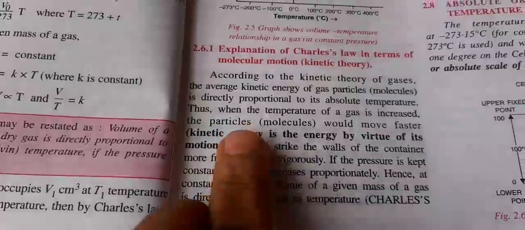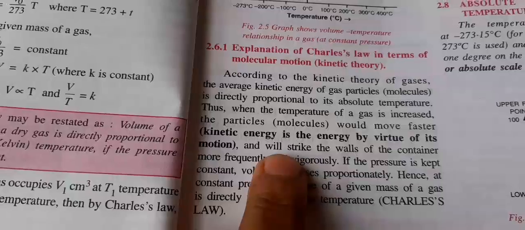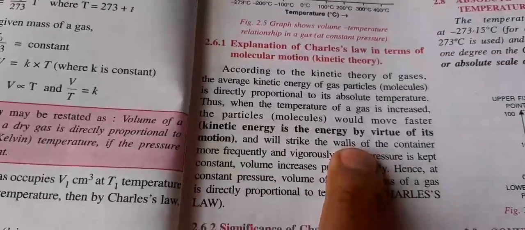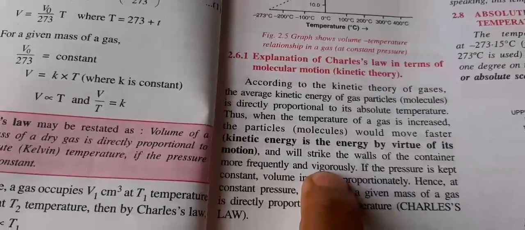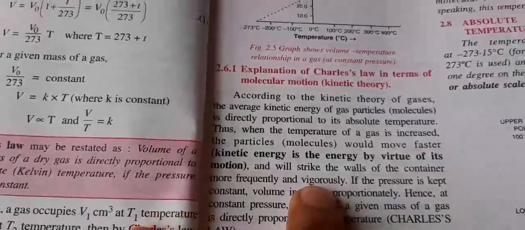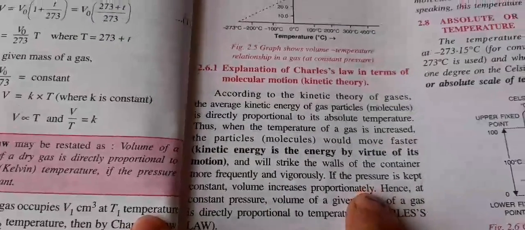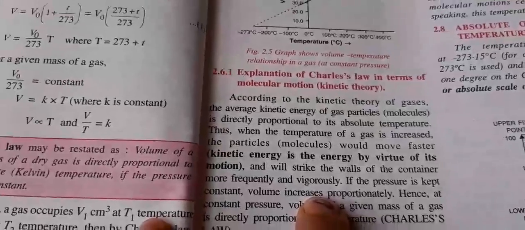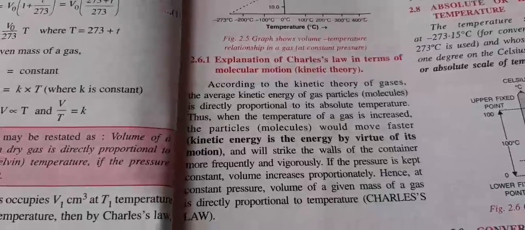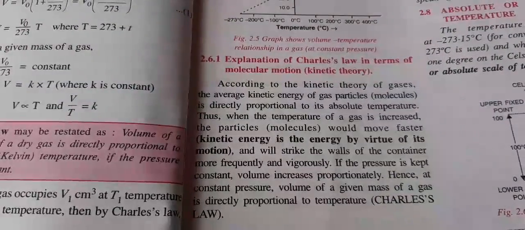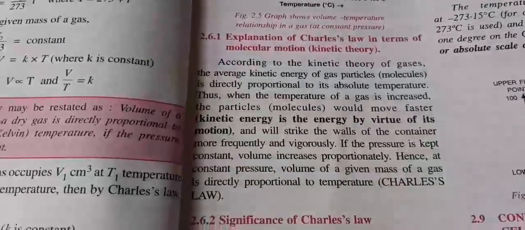So now what will happen? Kinetic energy is what? Energy by virtue of its motion. So when I increase or decrease the temperature, the molecules will strike the wall of the container. If I am increasing, they will be striking more frequently and vigorously. If I decrease, their vigorousness or frequency will decrease. So when they are striking more vigorously, there is going to be an increase in the volume because pressure will be kept constant. At the same time, if I decrease, the striking speed of the molecules will also decrease, and as pressure is constant, the volume decreases, directly related to temperature.